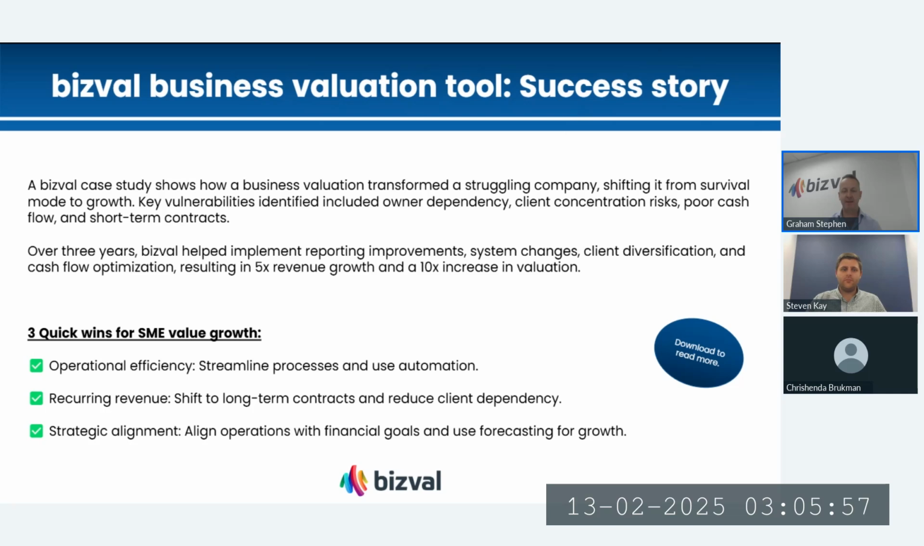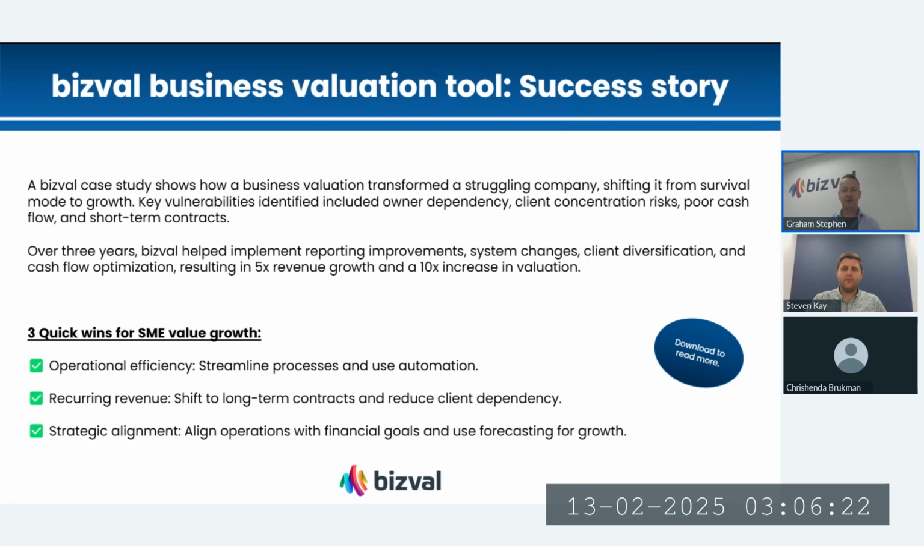And over 3 years, I say bizval, but the fractional CFO actually helped them make some key improvements. And in the space of 3 years, they 5x'd their revenue and they 10x'd their valuation in that period. And essentially, there were three key things that they did to achieve this. The first one was operational efficiency. So they streamlined some processes and used automation.